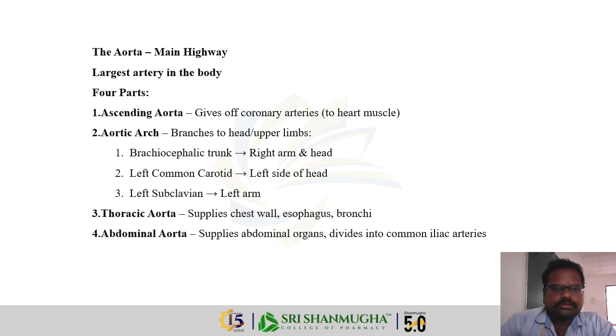Coming to the topic, that's the aorta. That is the main highway. That is the main artery where the blood from the heart initially travels, the largest artery in the body. It is divided into four parts. One is the ascending aorta, which gives off the coronary arteries to the heart muscle.